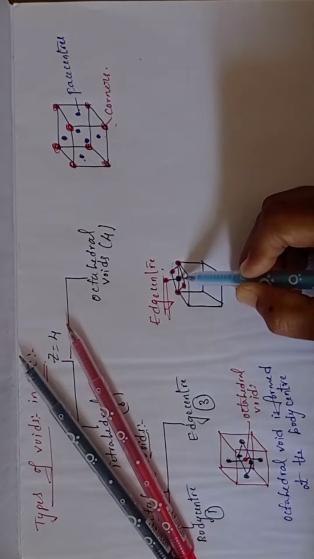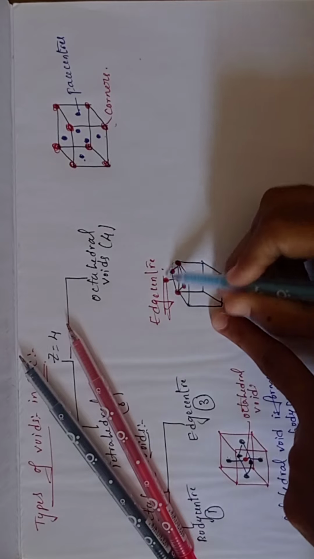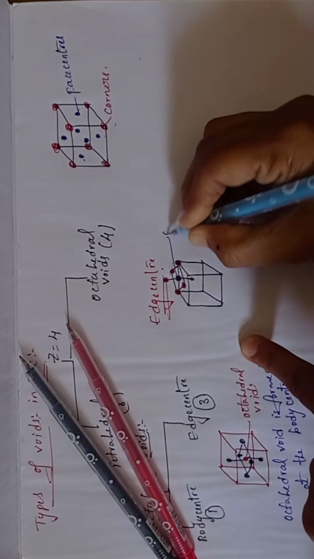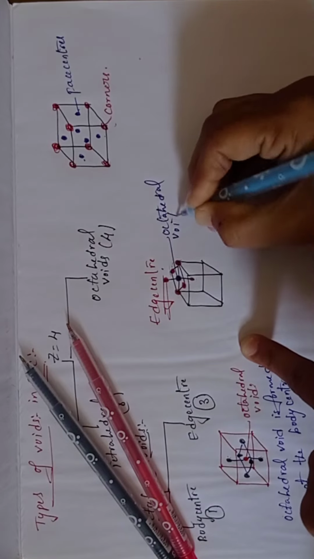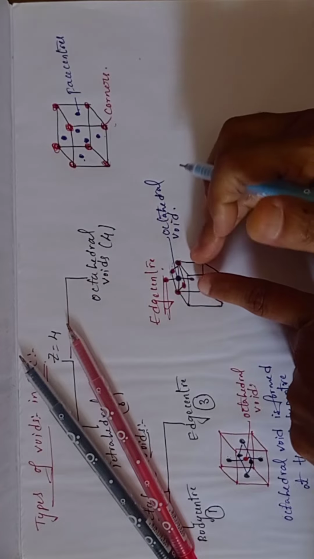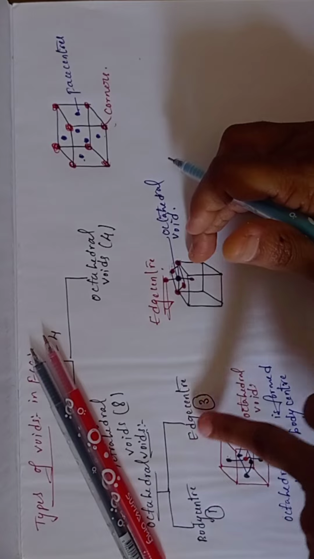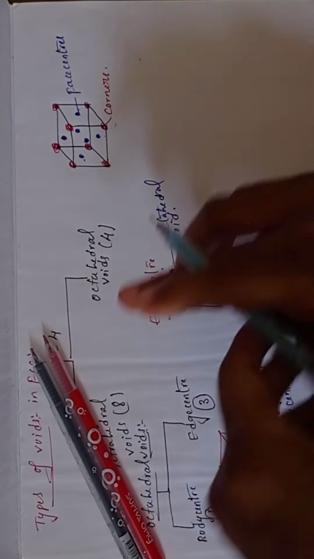Correct? So that's why at the edge center we can observe the octahedral void, because the void which is present in between the 6 particles, 1 2 3 4 5 6, so this is the void. This is the octahedral void. Okay, octahedral void is formed. Clear? Then how to find how many octahedral voids are formed at the edge center, students? How to find this one?